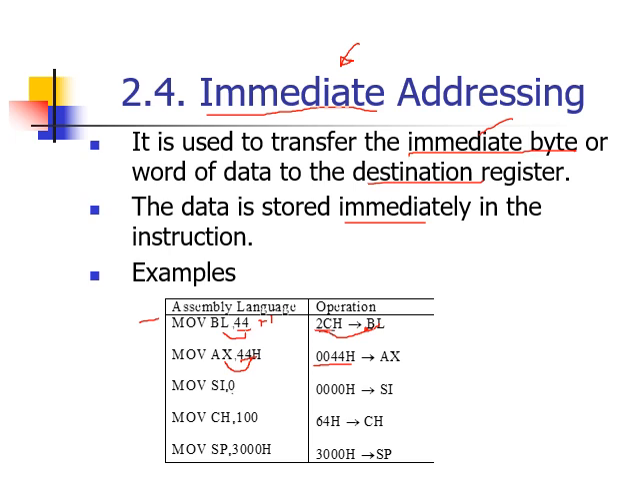0 inside SI. Whether it's hexadecimal or decimal, 0 is 0. It takes 4 zeros and places them into SI. This 100 is to be treated as a decimal number whose equivalent hexadecimal is 64. So it takes 64 and places it into CH, and so on.